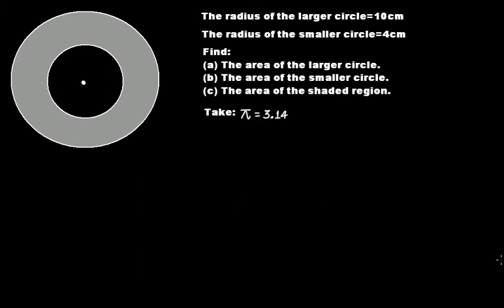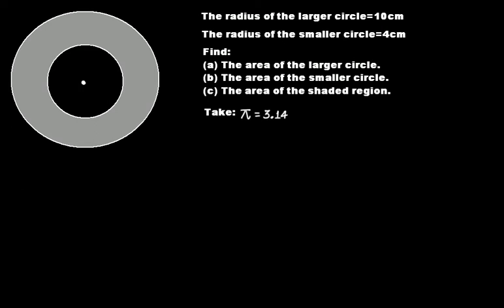In this problem, we have two circles, the outer circle, whose radius is 10 centimeter, and an inner circle, whose radius is 4 centimeter. What you have to find is the area of the larger circle, the area of the smaller circle, and the area of the shaded region, this one.